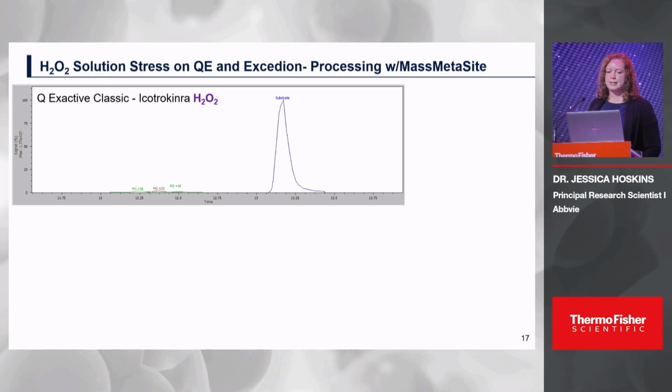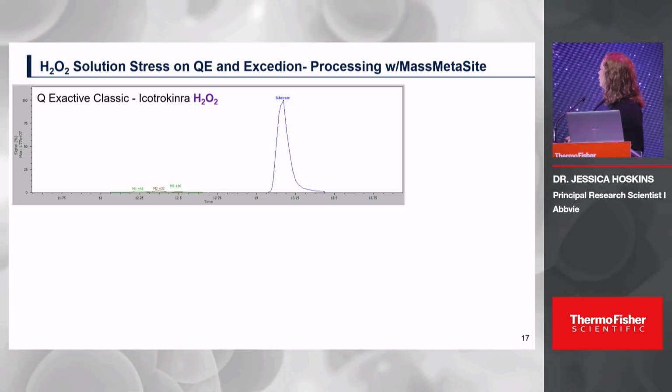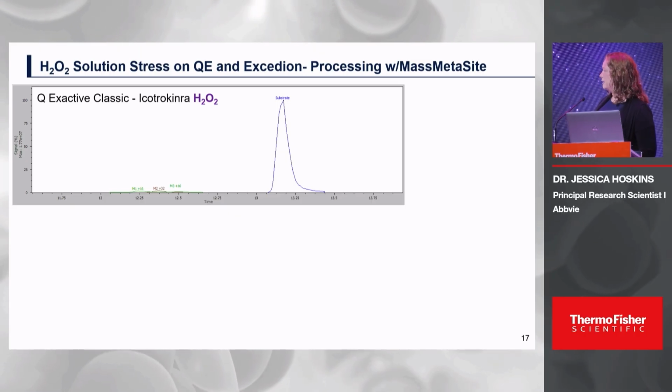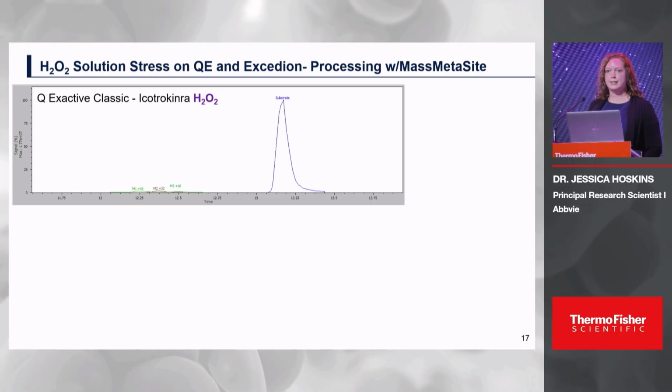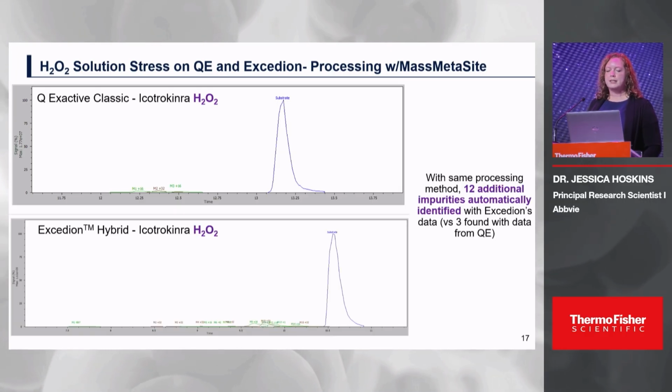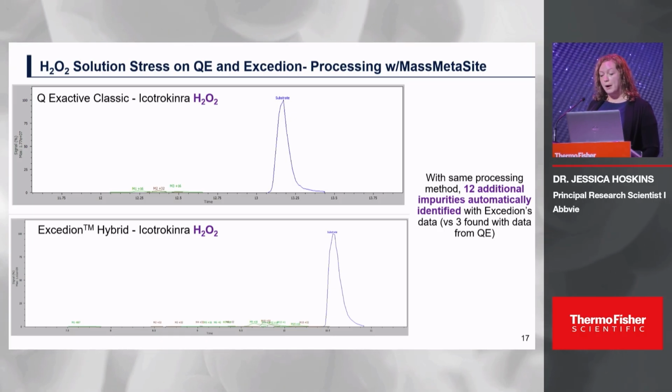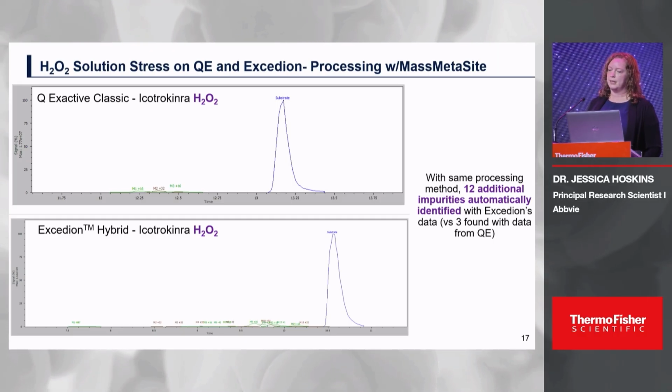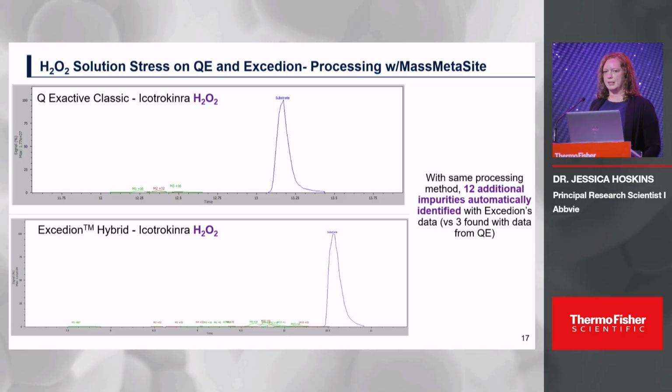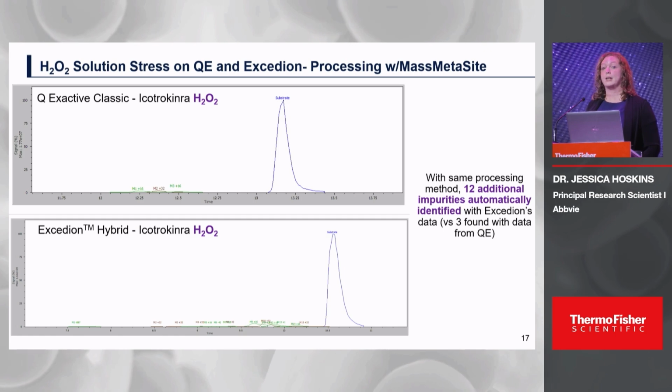So this is the processing for the Q-Exactive Classic. I know they're a little bit small, but you can see on the left-hand side, it's pulling out 3 different oxidative impurities in the sample that it's identifying. If we compare this to the Excidion, however, it identified an additional 12 impurities automatically versus what could be done in the Q-Exactive Classic. And again, this is same sample, same method, everything is as similar as we could make it. So I think there's really some strong advantages if you're using these automated tools to look at your data.